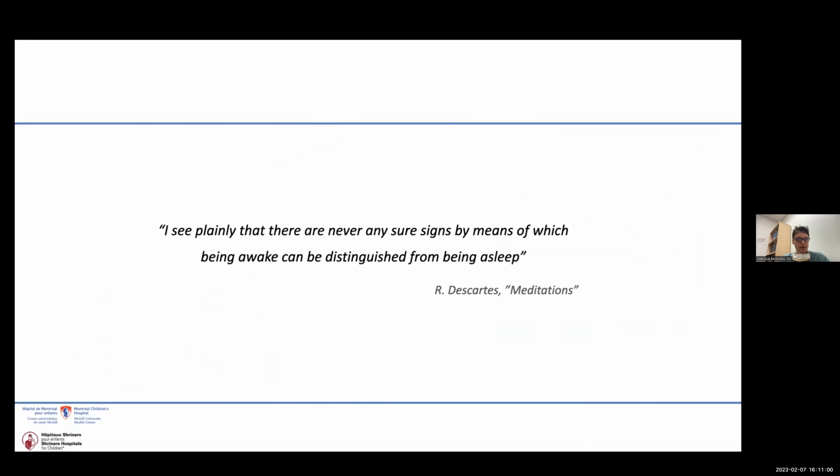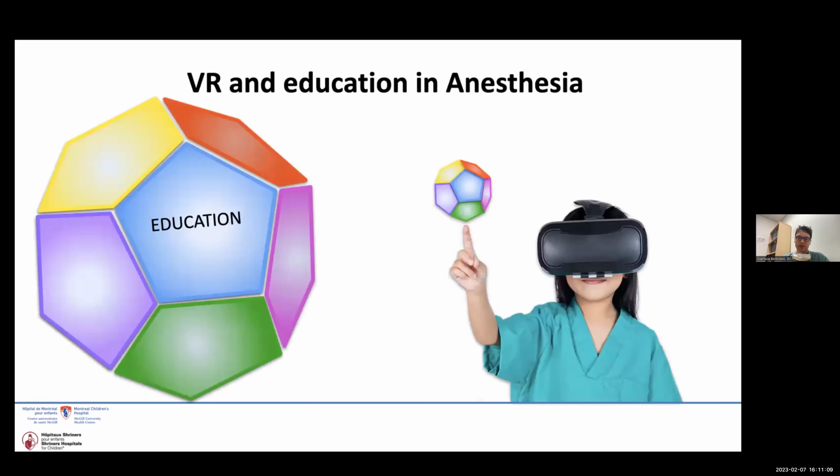Is there any question about this part before I move on? Okay, so let's talk about virtual reality and education in anesthesia.